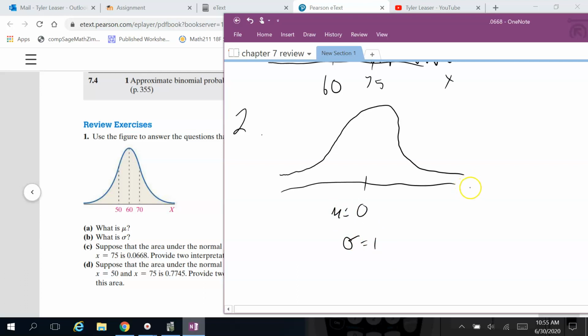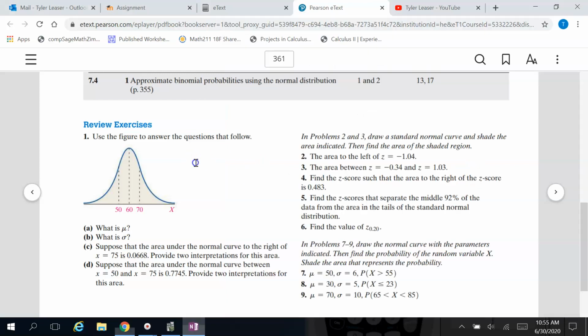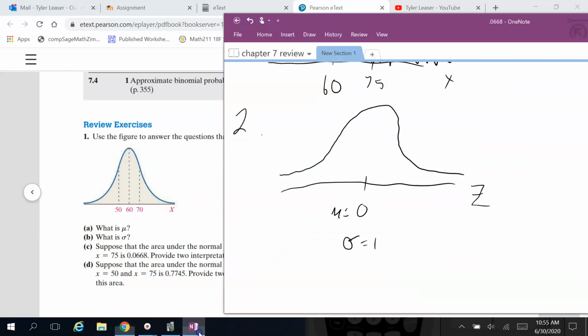These aren't just the regular random variables along the axis here. These are those special z-score random variables. All right, the question's asking us to find the area, I think it was to the left of negative 1.04. So negative 1.04 is going to be just to the left of that first standard deviation to the left.